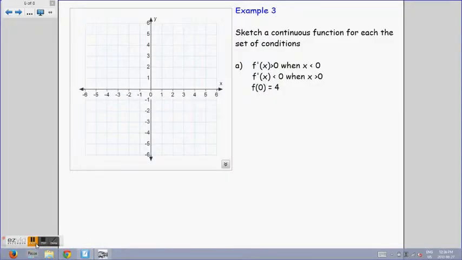Example number 3, we're asked to sketch a continuous function for each of the following sets of conditions. So our first part A, says that we have a function that has a first derivative, f prime of x, that is greater than 0 when x is smaller than 0. And f prime of x is smaller than 0 when x is greater than 0. f(0) is equal to 4.